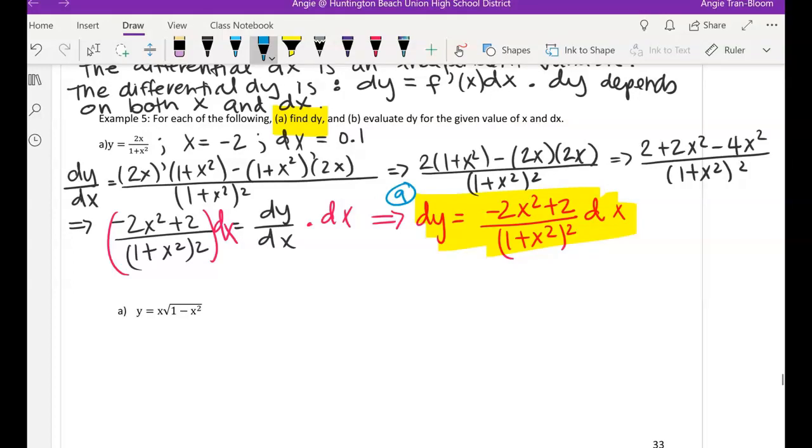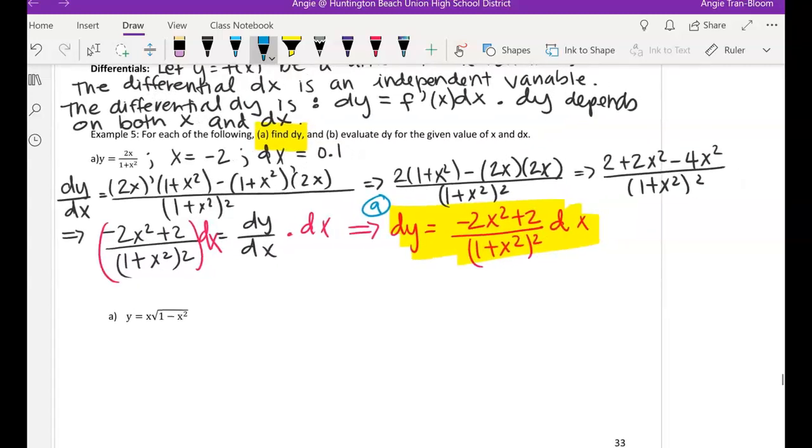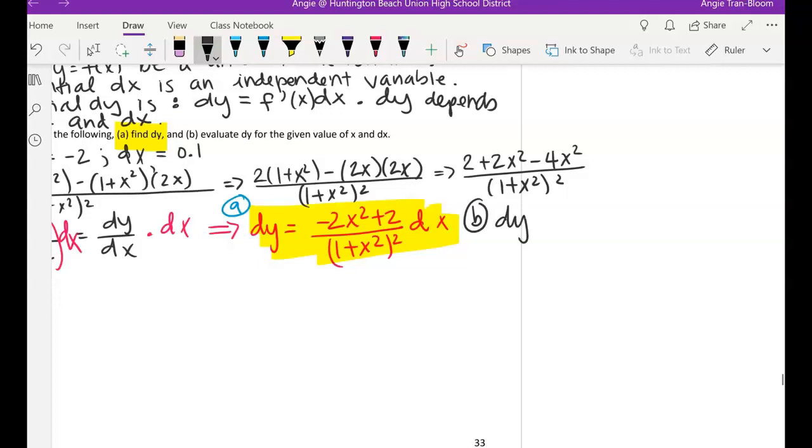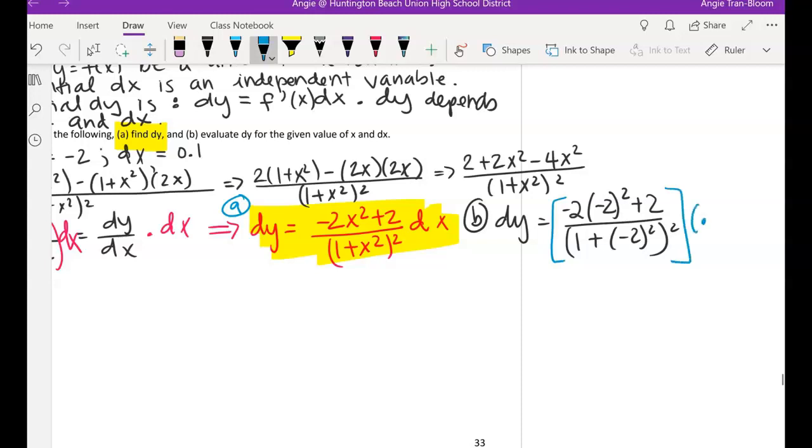Now part B, we just have to plug in what x is and what dx is. So give me the change in y. dx is a small change in x, and dy is a small change in y. So let's plug it in, part B. B says, let's plug in negative 2 for x and 0.1 for dx. All right, slowly, let's go. dy is negative 2 times negative 2 squared, because that's what x is supposed to be, plus 2 all over 1 plus negative 2 squared, all of that squared. Work that out first, and everything is going to be multiplied by 0.1, which is dx.